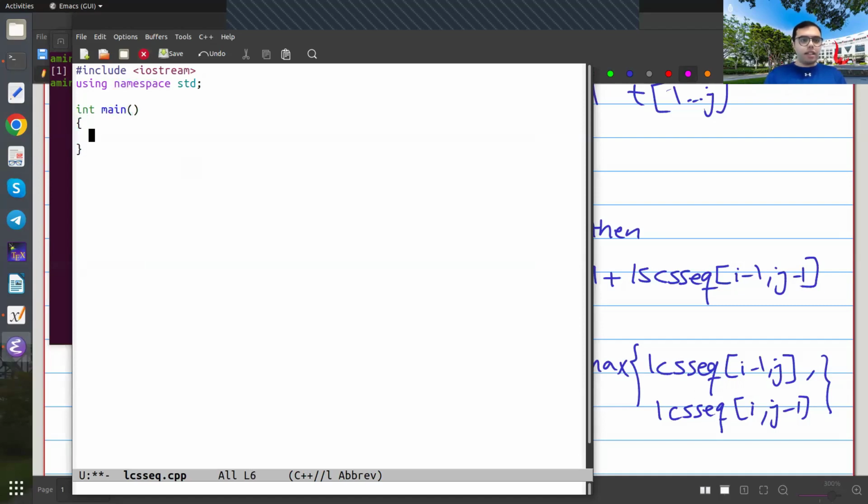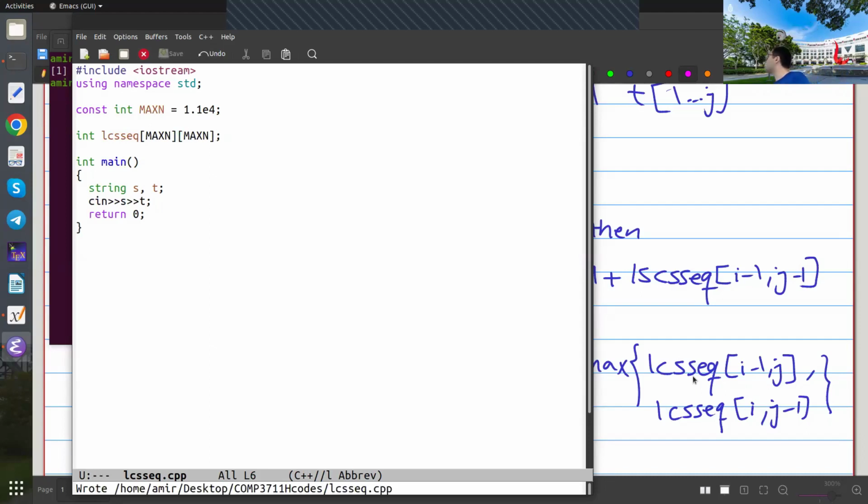And let's say that I'm going to read 2 strings, S and T. I read them. And let's say my maximum length in this case is 10 to the power of 4 or something. And then I just need this array. So I have LCS_sec, which is an array of these proportions, max and min-max.